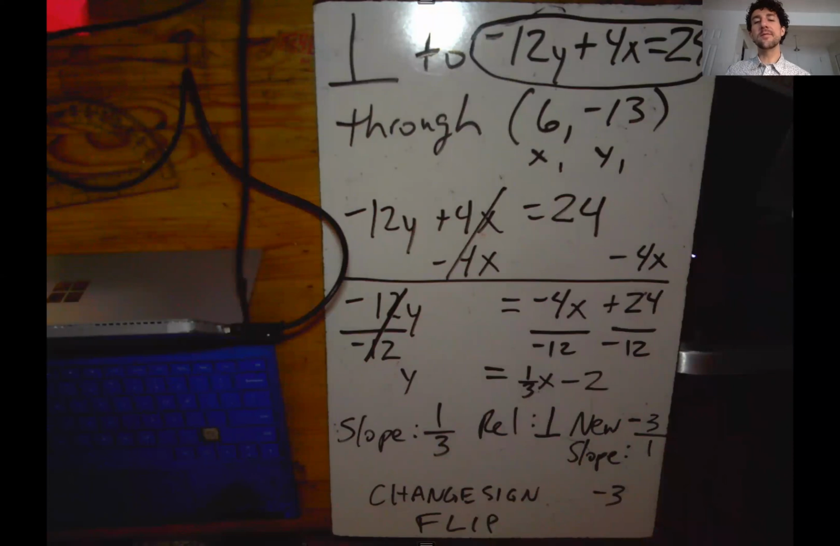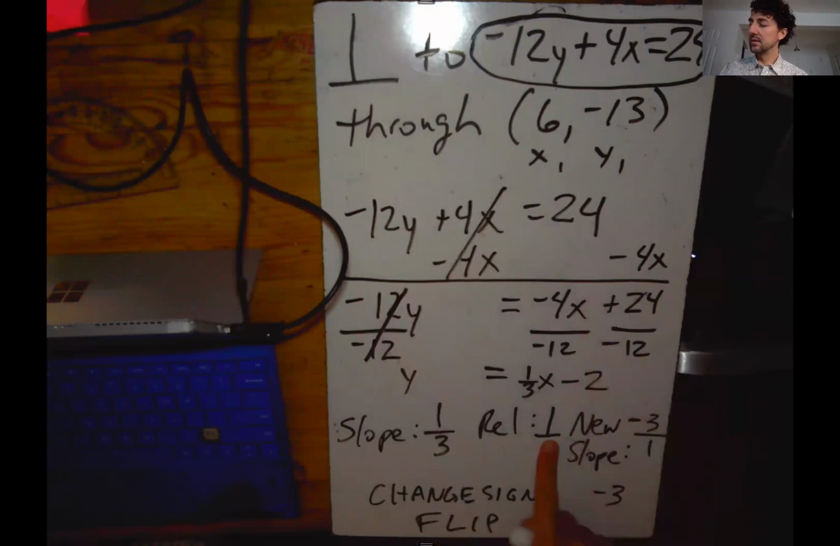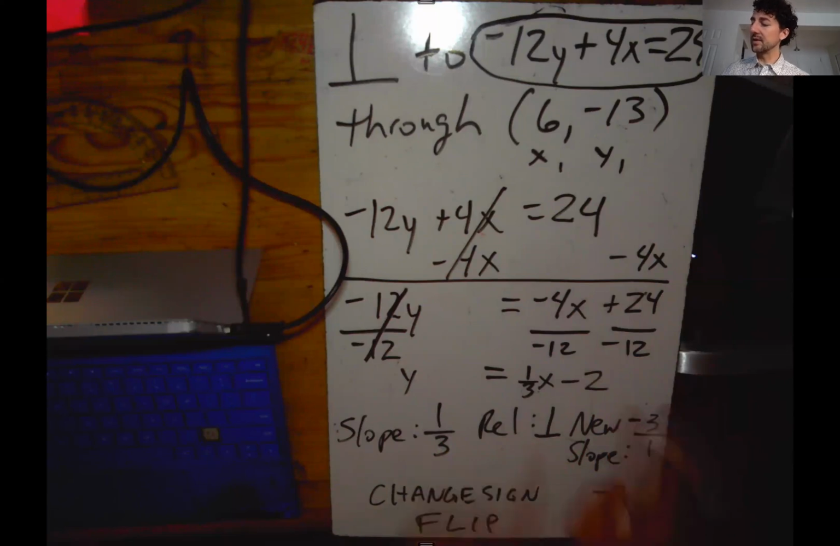What would we have done if we had a parallel here? Then our relationship would have been parallel. We know that parallel slopes are the same. So we would have kept this 1/3 the way it was and just written 1/3 over here for the new slope. That's if this had been parallel. But because it was perpendicular, we had to flip the fraction and change the sign, in this case, from positive to negative. You get negative 3 as our slope.